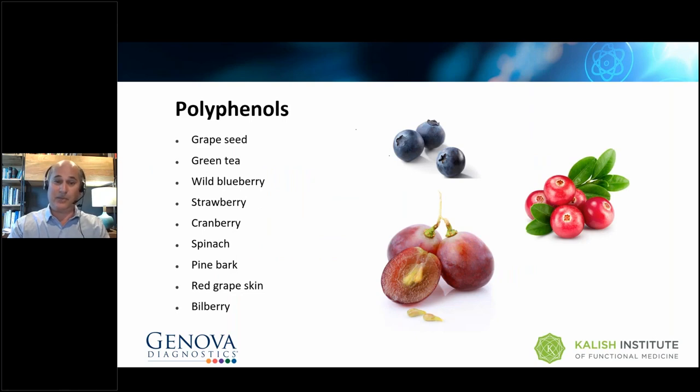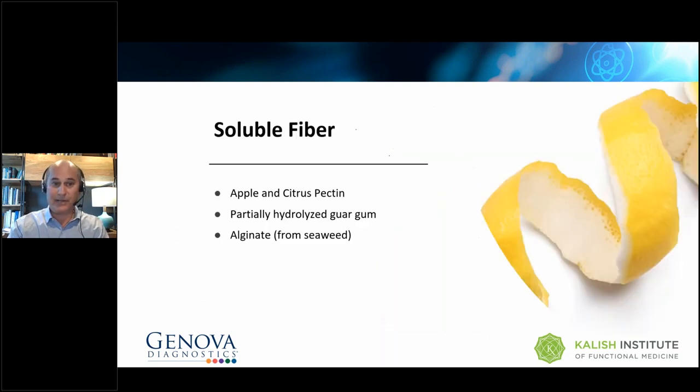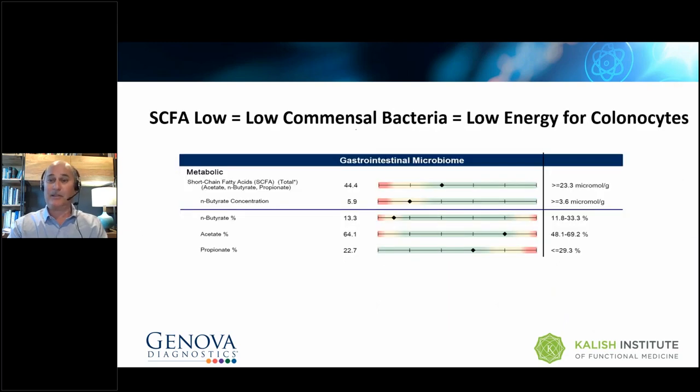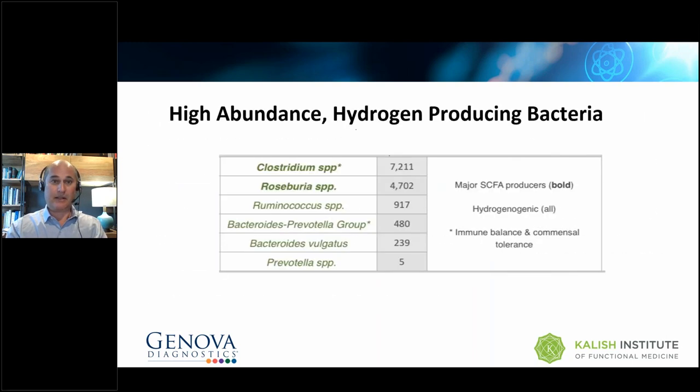Polyphenols, pretty familiar to all of us, right? Blueberries, pomegranate, grapes, all this kind of stuff. Fiber, pretty obvious, solutions treatment-wise. And then we're going to be taking these fibers and turning them into short-chain fatty acids. So on the test, you'll see short-chain fatty acids, and there's butyrate there. If it's low, you can give butyrate, you can give fiber, and you can give polyphenols, okay? Let's not worry about that too much.